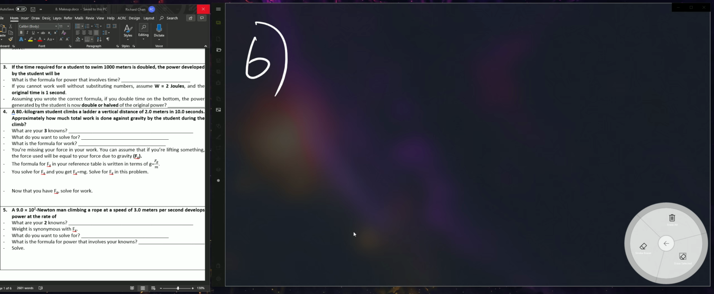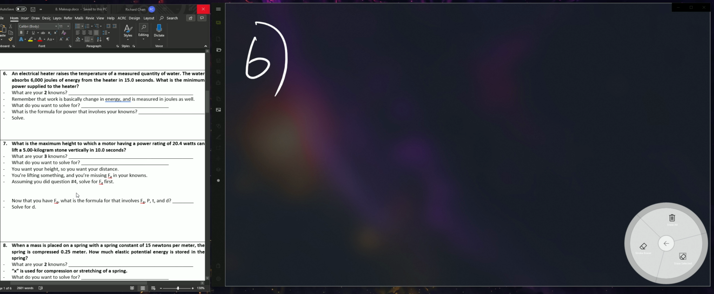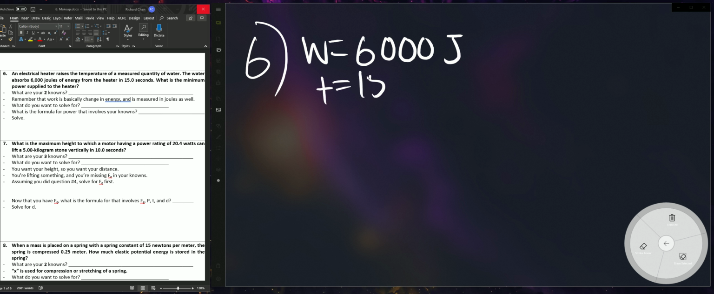Now number 6. The electrical heater raises the temperature of a measured quantity of water. The water absorbs 6,000 joules of energy. All right, so your work done, right? Because work is measured in joules, is 6,000 joules. So in 15 seconds, so your time is 15 seconds. So what is the minimum power supplied to the heater?